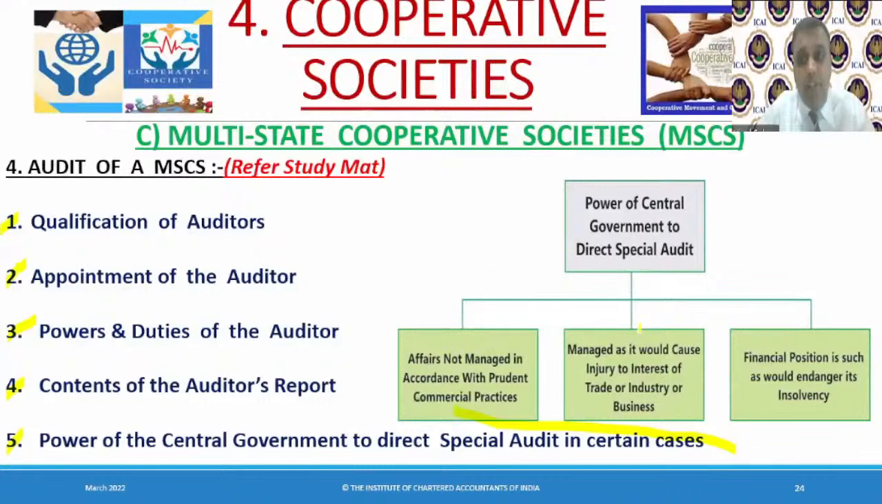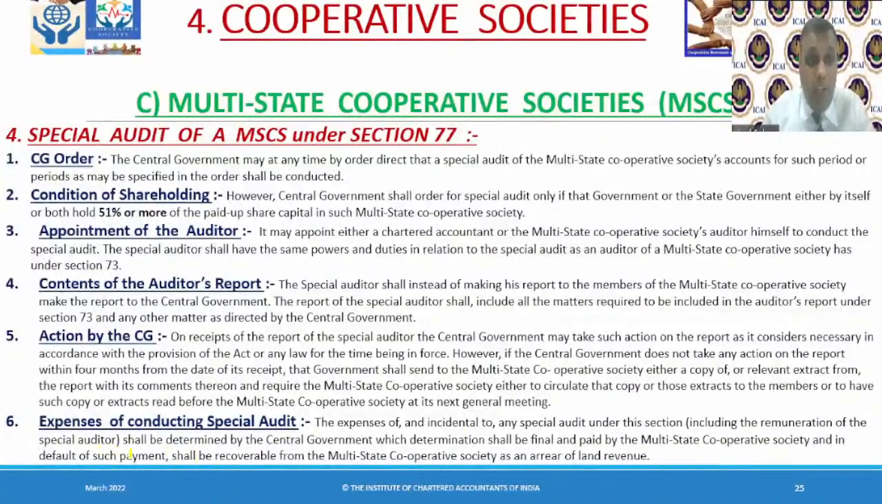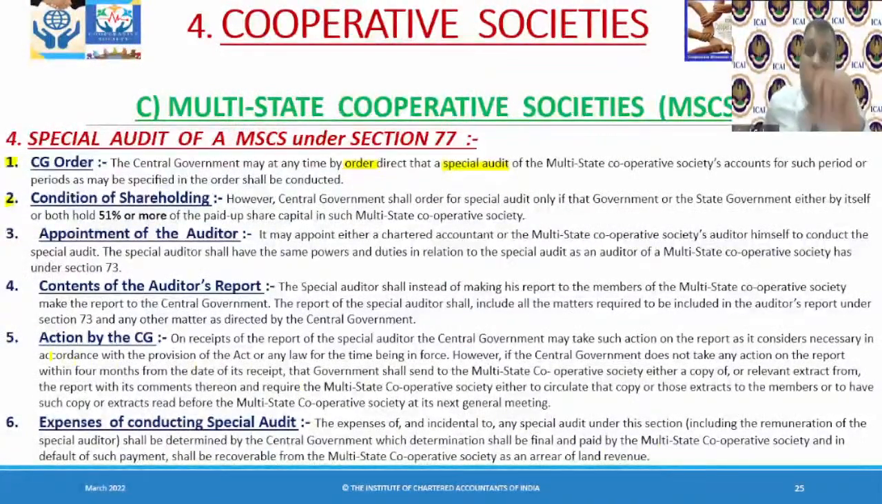So, special audit of a multi-state cooperative society under Section 77: the central government, at any time, by order directs a special audit for a particular period or periods to be conducted. There is a condition for when the central government can issue this order. The central government shall order a special audit only if the central government or the state government, either alone or both jointly, hold 51% or more of the paid up share capital in that particular multi-state cooperative society. They can order special audit only if they are the dominant shareholders, with 51% or more paid up share capital, either the central government alone, the state government alone, or both together.